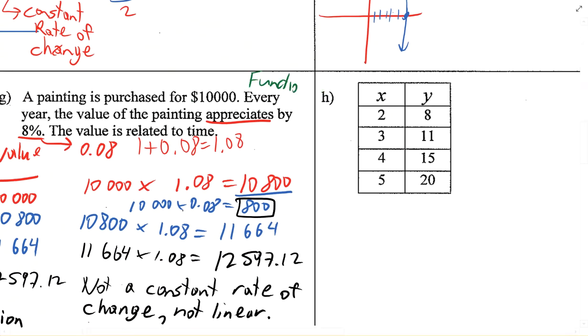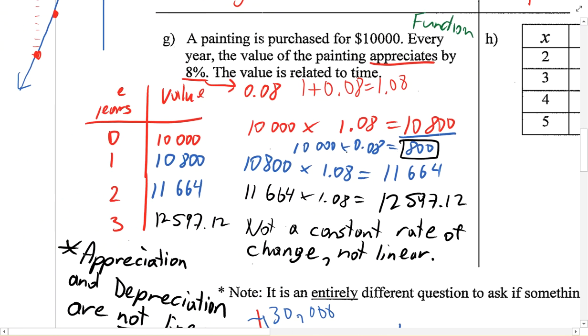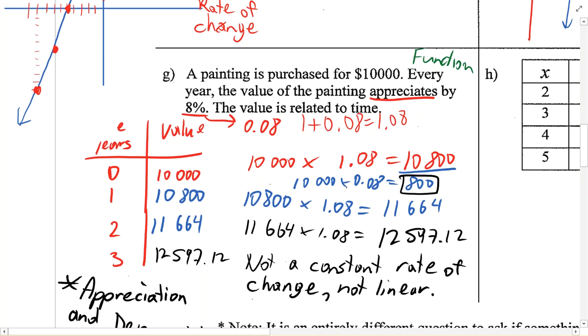What about this next one? So this next one, let's just copy down the chart, okay? So what we have here on the chart, this will be your time in years. And then we have the value of the painting.